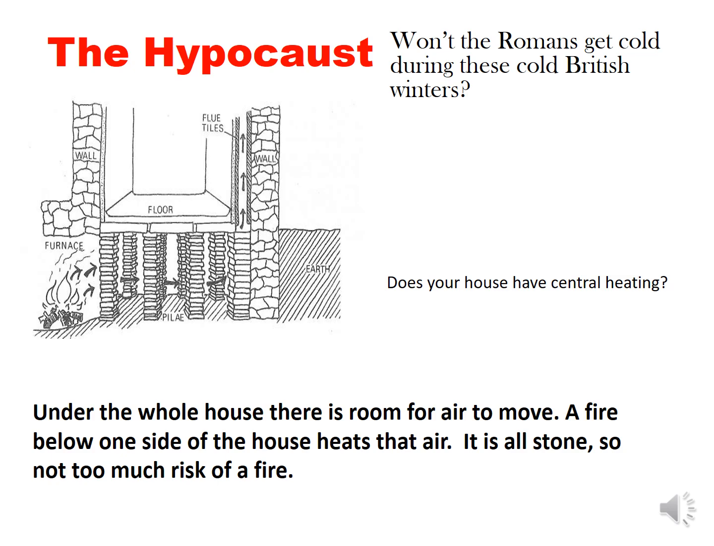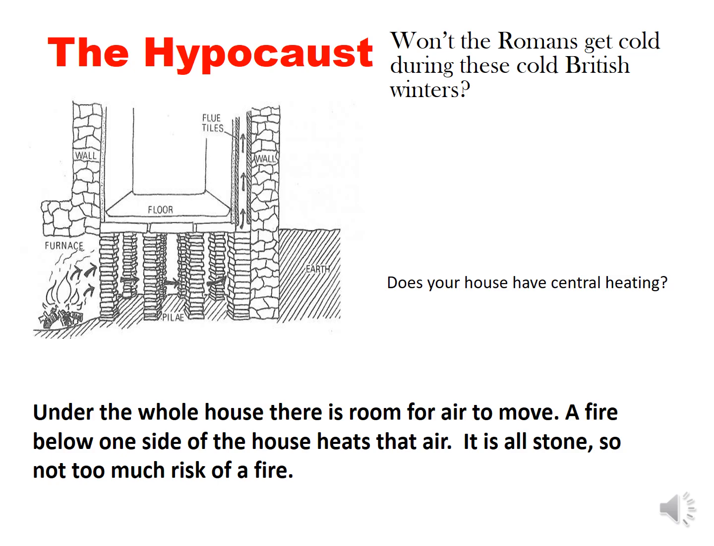Then we have the hypocaust. Now Romans, they're from Italy, they're from Rome. So they might get cold during the British winters. So what they do is they have the hypocaust. And under the whole house there is room for air to move. There's a fire below one side of the house and it heats the air. It's all stone, so there's not much risk of fire. And so that hot air goes underneath the house and warms the floor.